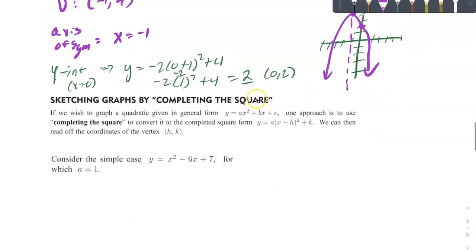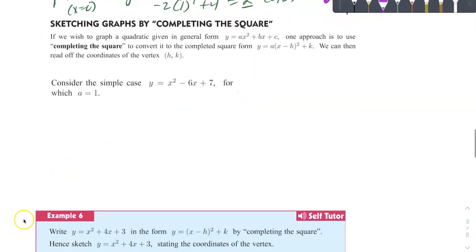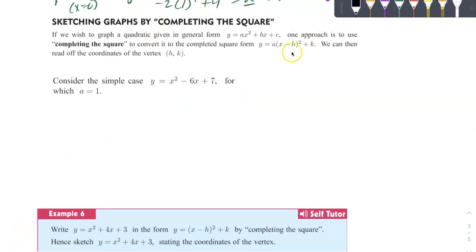Okay. Let's talk about sketching by completing the square. One way to go from standard form to vertex form is by completing the square. Just to remind you, when you complete the square, the whole idea is to make this a perfect square, so it's easy to factor. That's kind of the goal here. So let's remind ourselves how to do it. So, steps.